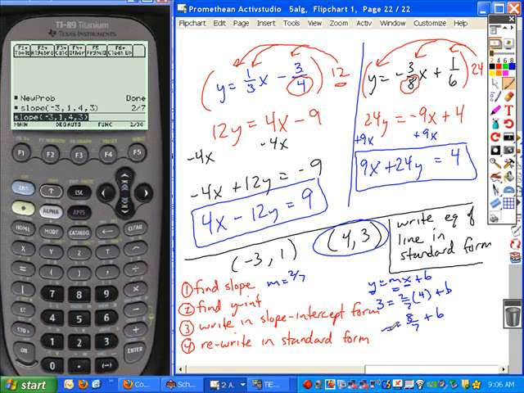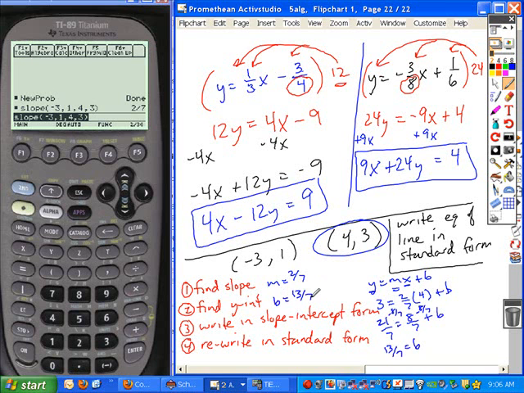And let's write 3 in terms of sevenths. Oops, how many sevenths is 3? If we wrote this number as a fraction of sevenths, we'd get 21/7. So that allows us now to subtract 8/7 from 21/7, and we get our y-intercept to be 13/7. So our b value is 13/7.